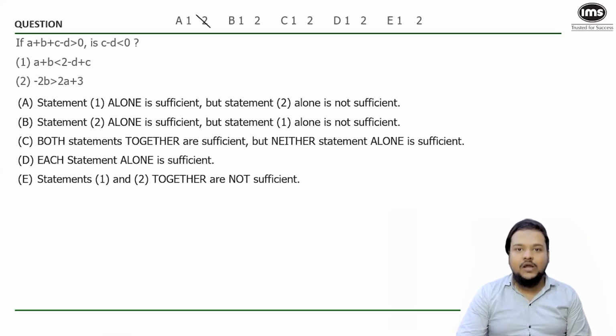Option B will be correct when statement 1 alone is insufficient, but statement 2 alone is sufficient to answer my question. Option C will be correct when neither 1 is sufficient nor 2 is sufficient, but after combining, they are sufficient to answer the question. Option D will be correct when both the statements alone are sufficient. And option E will be correct when neither 1 is sufficient nor 2 is sufficient, and neither after combining.